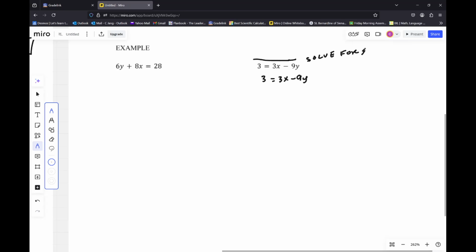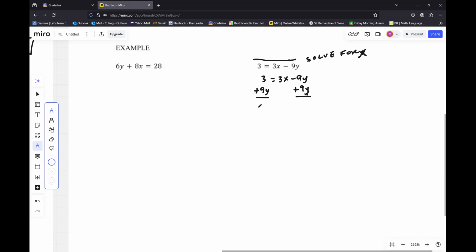I'm going to solve for x. So I'm going to add 9y to both sides. And there's no reason why I solve for x. For some reason, it just appealed to me. It just looked like it would be easier. It doesn't really make a difference. I could have solved for y here, but I'm going to solve for x here.